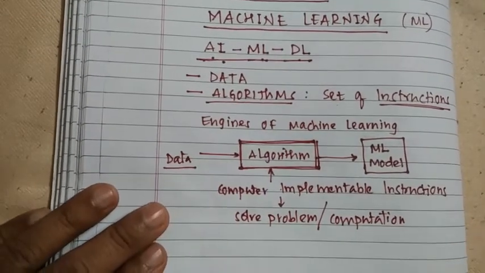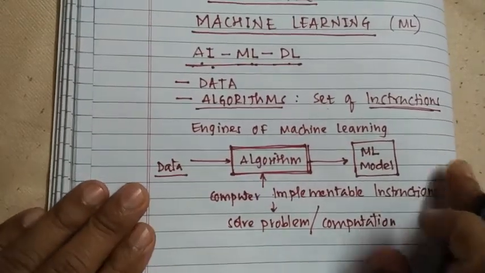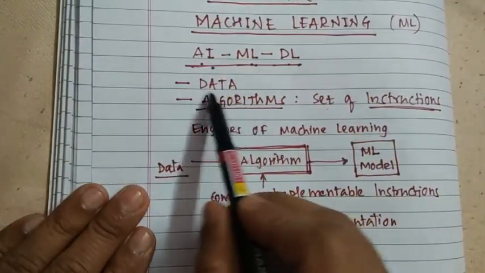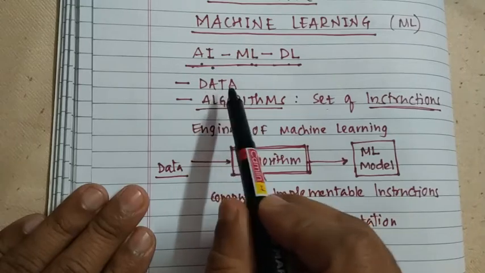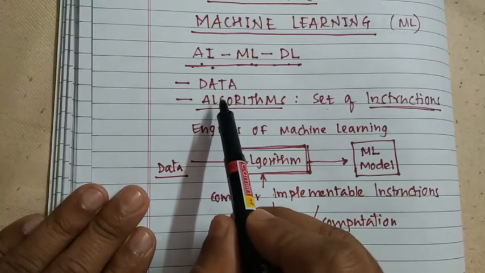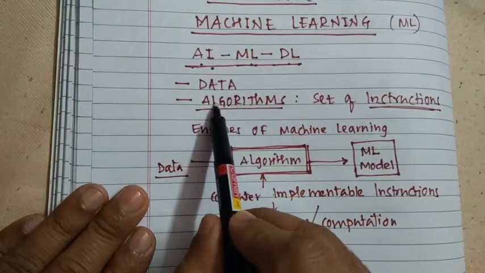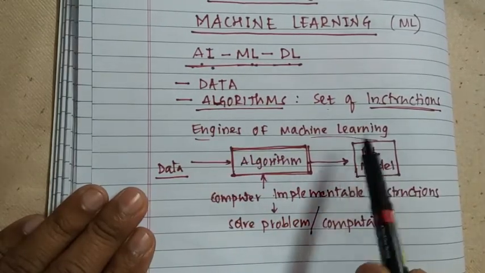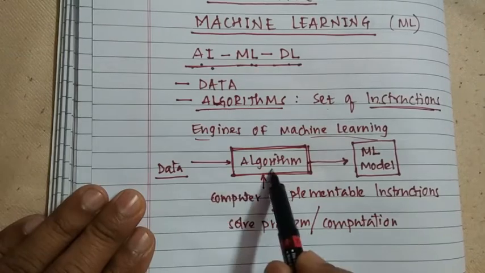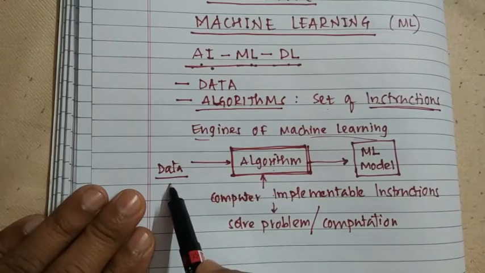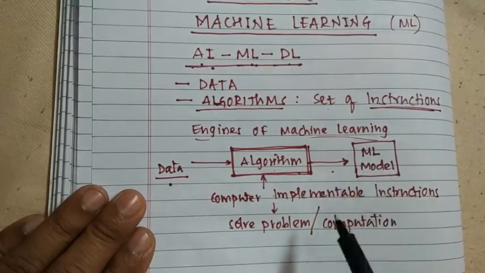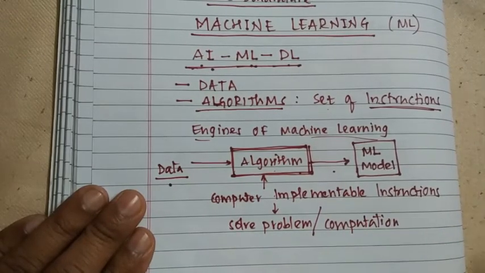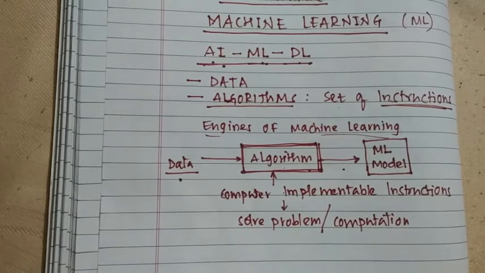So whenever we are talking about machine learning, the first thing is the data; the machine learns from the data. The second one is the algorithm. The algorithm is called the engine of machine learning, the input to this algorithm is data, and from the algorithm we get a machine learning model.